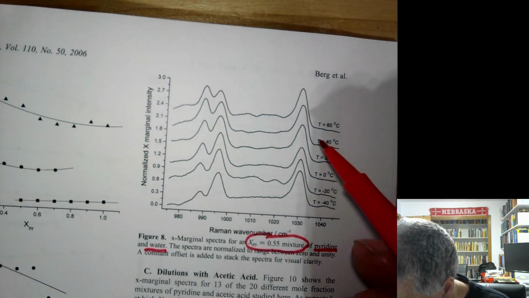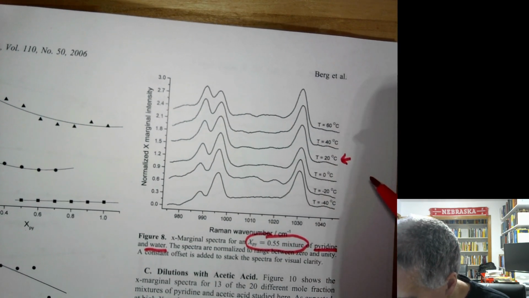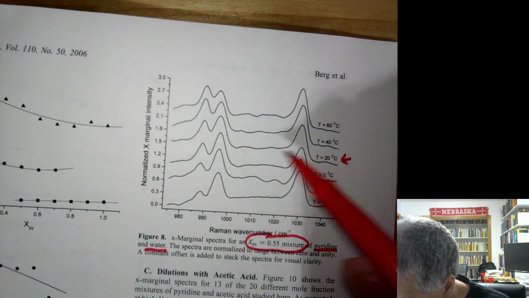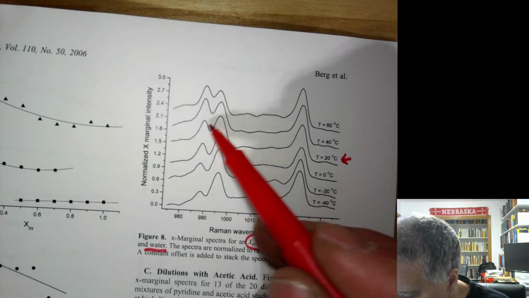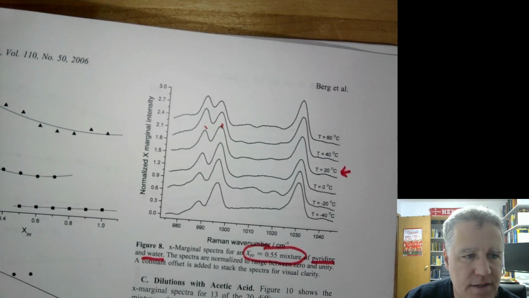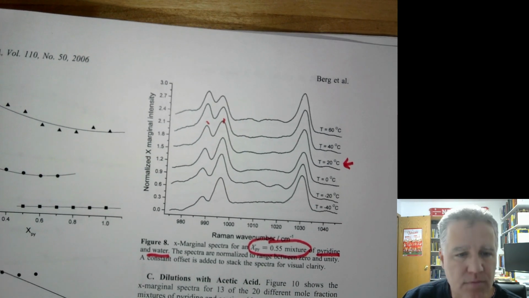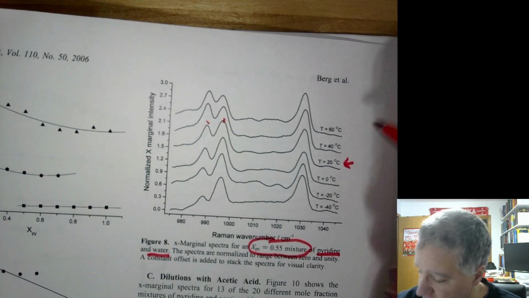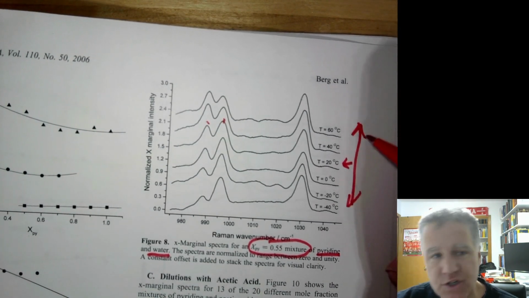And so at room temperature, right here at about 20 degrees, we see fairly even peaks, this peak and this peak. That means that there's about a 50-50 chance that the pyridine is hydrogen bonded or not. And what we did was we were able to control the temperature of our sample.